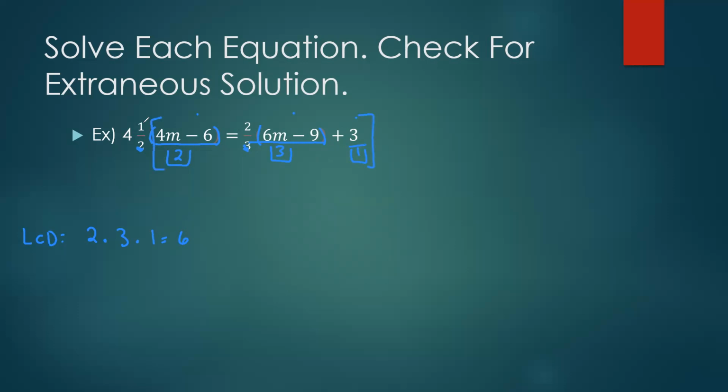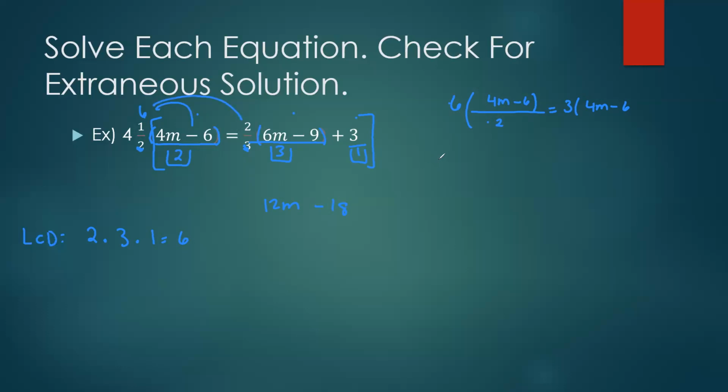So you're going to multiply everything by 6. So 6 times this whole thing, if you get lost, just write it out. 6 times 4m minus 6 all over 2. Well, I know that 6 divided by 2 is 3, so it's really 3 times 4m minus 6. So if you distribute that 3, that would be 12m minus 18.